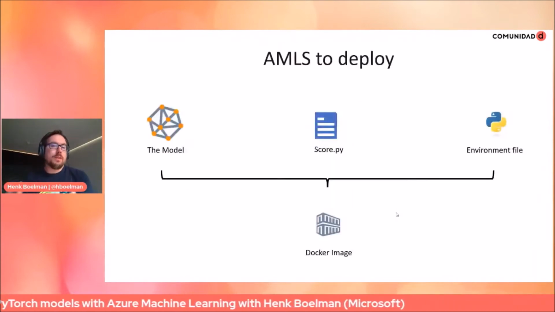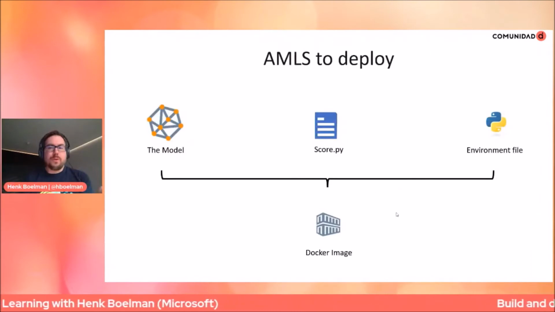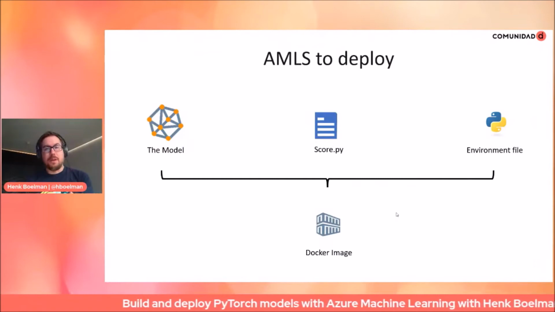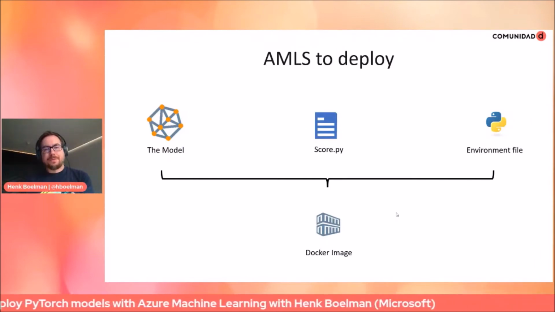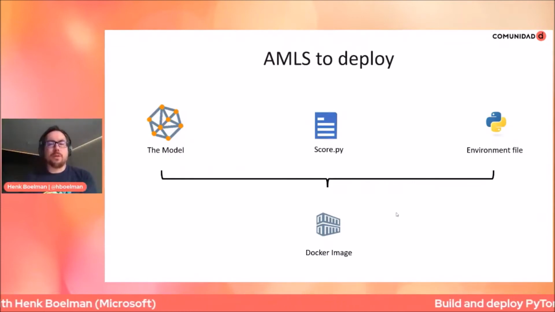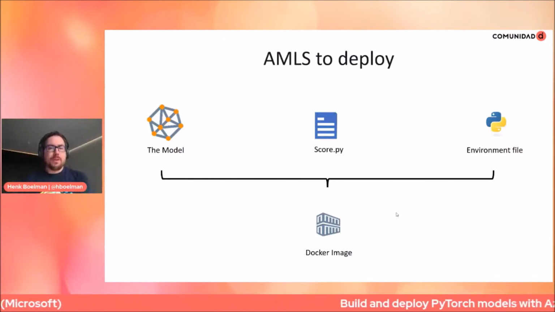So we can do that in a few different ways, but it all starts here. First, we need our model. We need a script that can actually make sense of the model, loads in the model, does the transform of the incoming data, and returns the result. And we need a file that specifies how this environment has to look. Wrap those three together, and we get another Docker container.